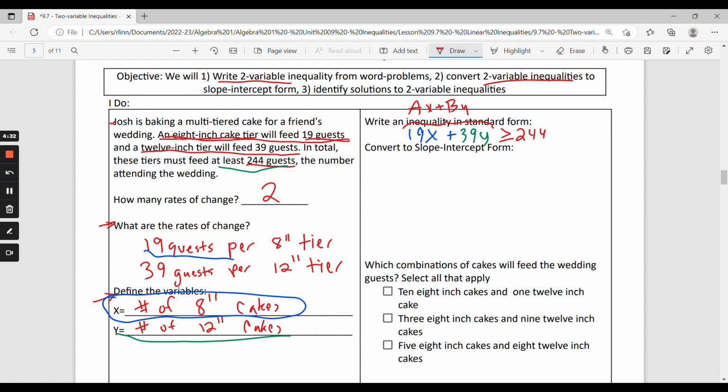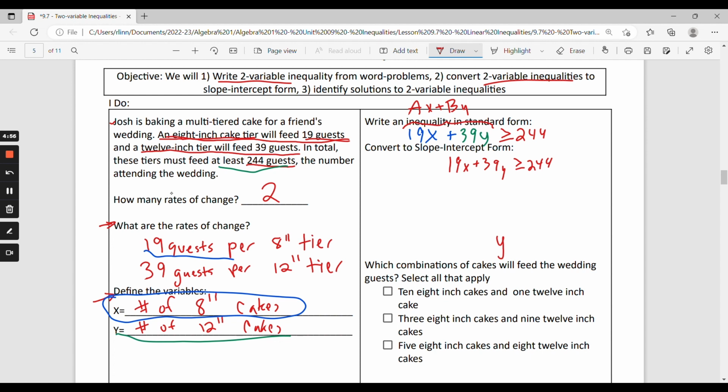Now, we're not quite done yet. We've still got a couple more steps here. So we need to next convert to slope-intercept form. In order to do that, that means we need to isolate y. So we have 19x plus 39y is greater than or equal to 244. So now, in order to isolate y, we want to get y by itself.